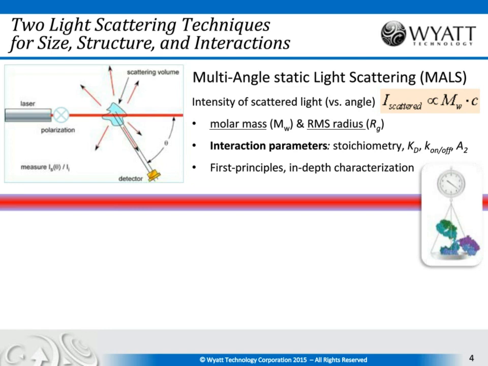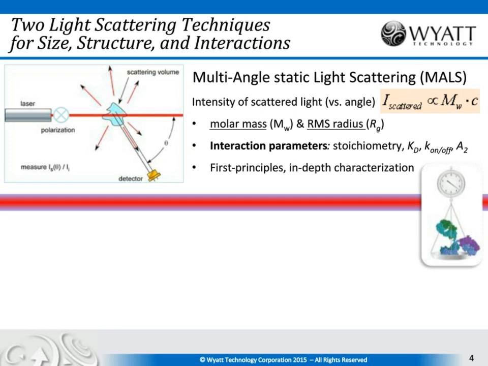And the first principles relation that arises from thermodynamics, essentially, is that the intensity of the scattered light is proportional to the molecular weight of the molecules in solution times their concentration, where the concentration is the weight concentration, grams per mole. It's very simple and very powerful.